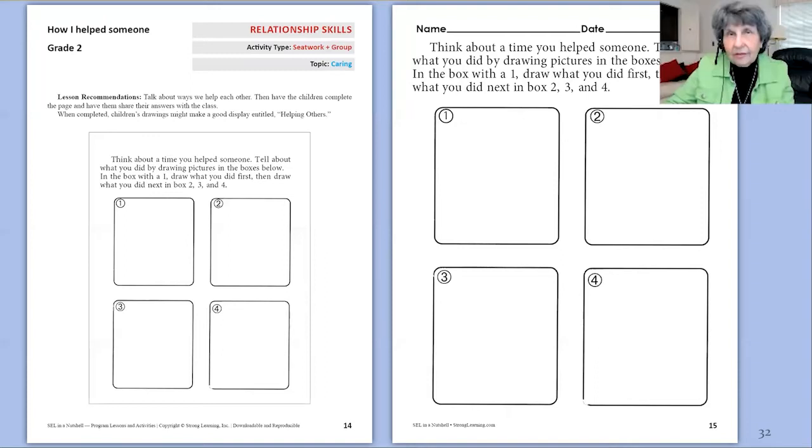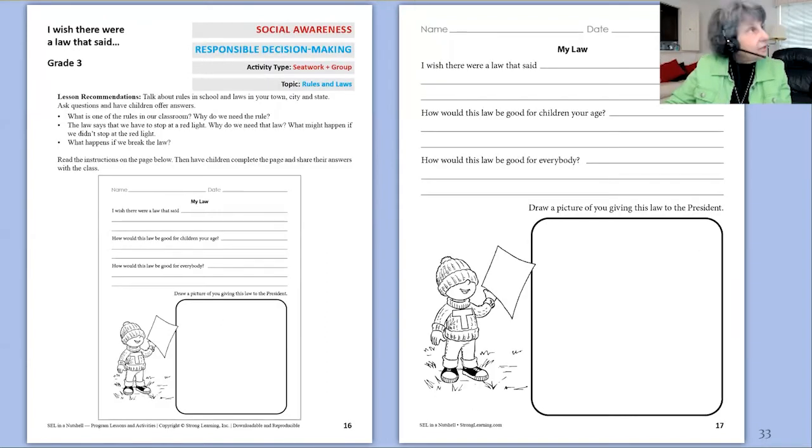Okay, so now I'm just going to go through quickly here. Grade 3, you see what we have, you understand how to find it. There is everything you have to do. That's grade 3. I wish there was a law that said.